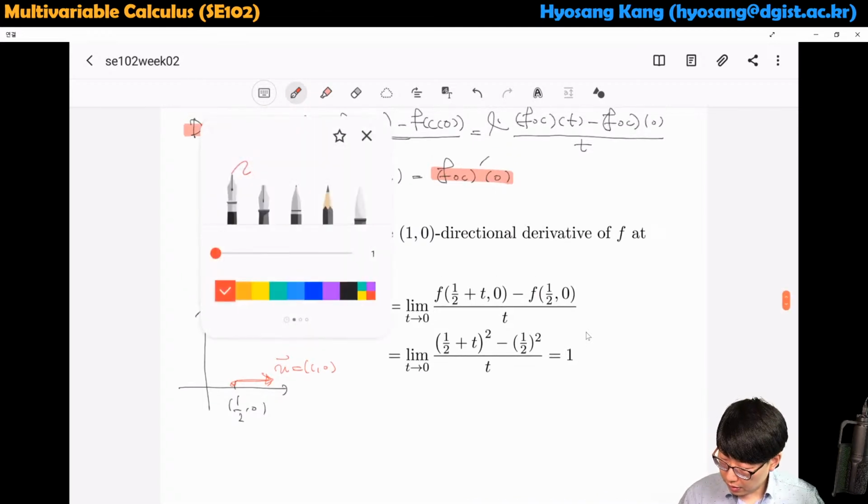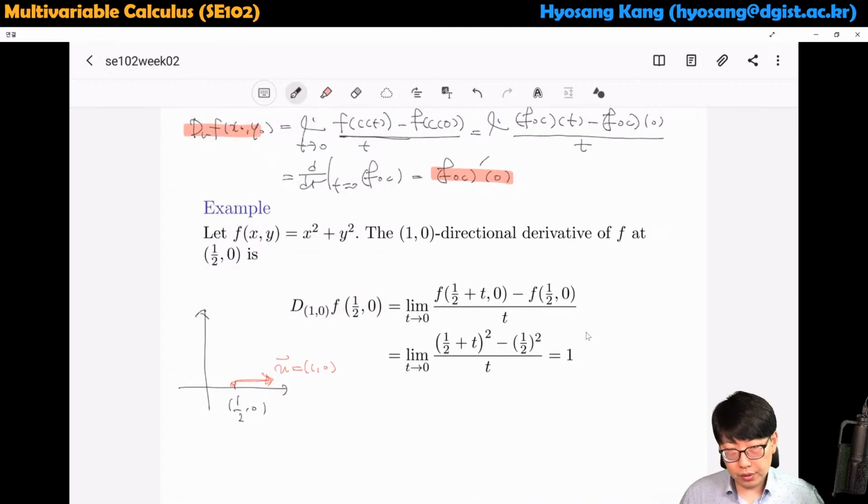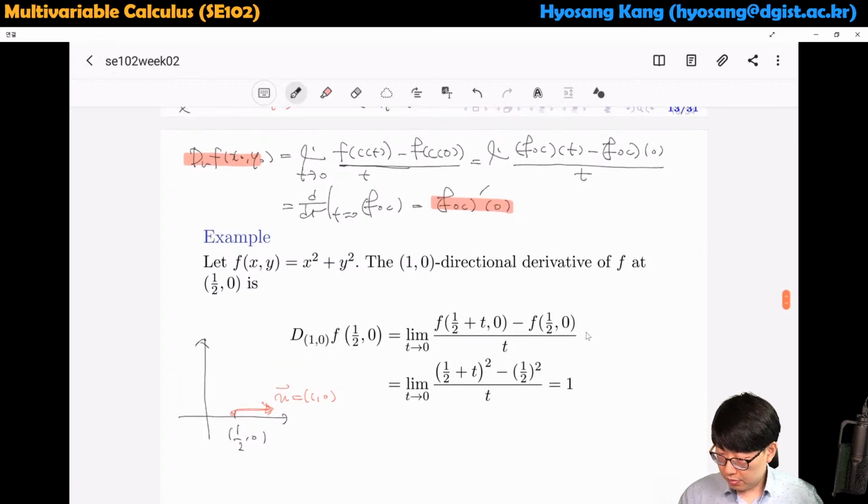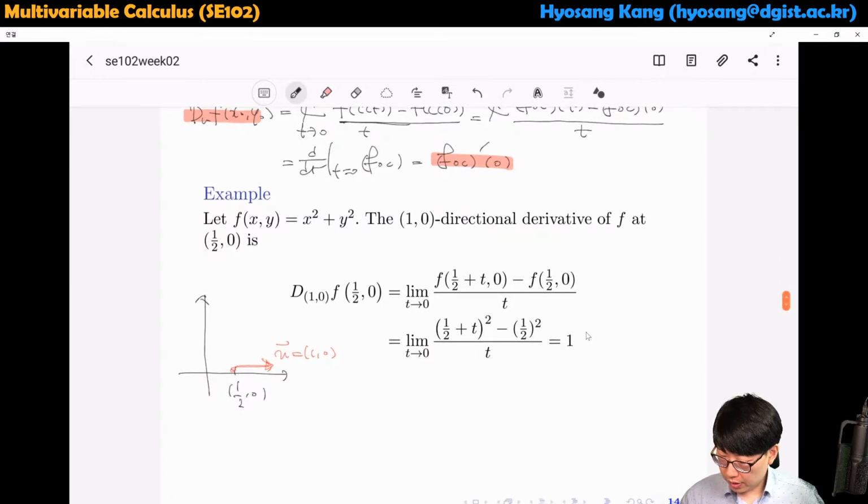You can use the definition of the directional derivative and just plug in the formula here to get this one, or you can use the above reformulation of the directional derivative. So you can also use the derivative of the single variable function.